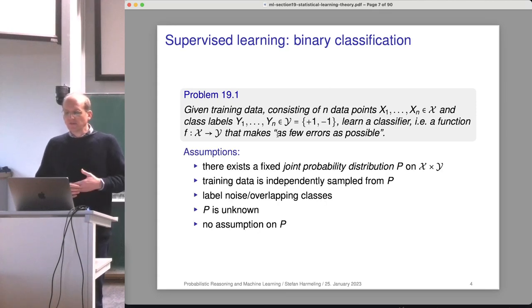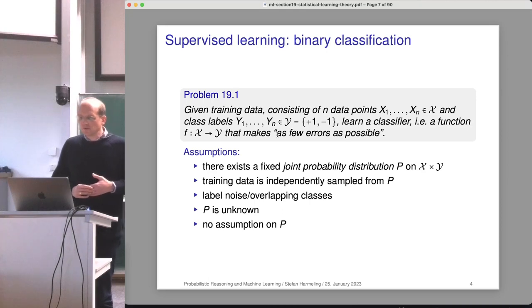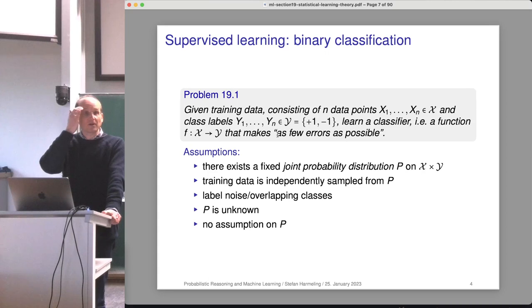There are a couple of assumptions. Typically, we assume there is a fixed joint probability distribution, even being a frequentist, saying I'm not a Bayesian. We believe that the data pairs x and y are coming from some probability distribution p. And typically, the training data that we have is assumed to be independently sampled from p.